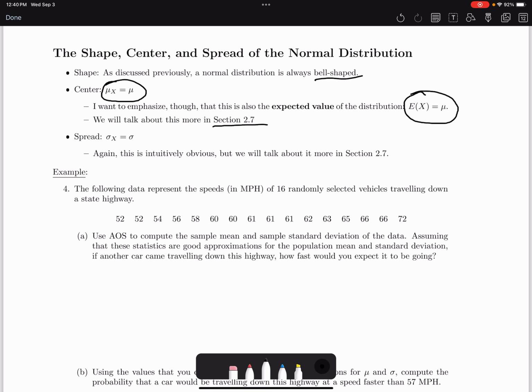If you're told the average IQ score is, I don't even know what the average IQ score is, 100, I think. I think 100 is meant to be the average. So if you're told the average IQ score is 100 with a standard deviation of 15, what if you randomly choose somebody, what IQ do you expect them to have? What's the expected value? You would say, well, it's 100, because the mean is the same thing as the expected value. Similarly, the standard deviation of our random variable x is equal to the standard deviation of the distribution. Again, a proof will be given in section 2.7, but hopefully it's just intuitively obvious that that would be the case.